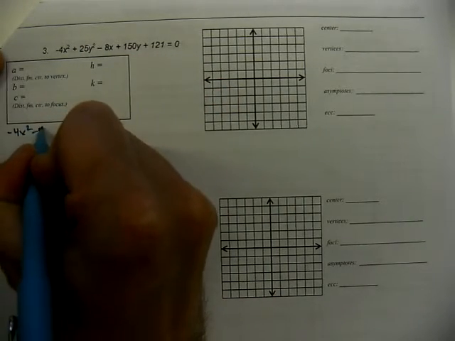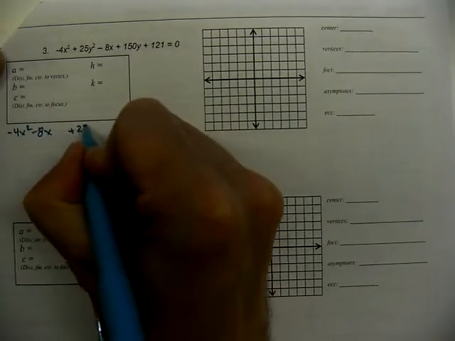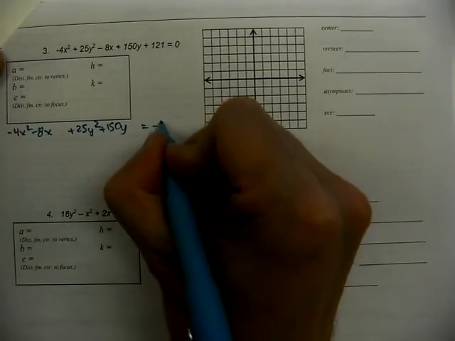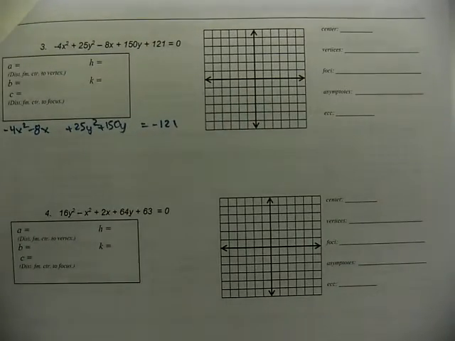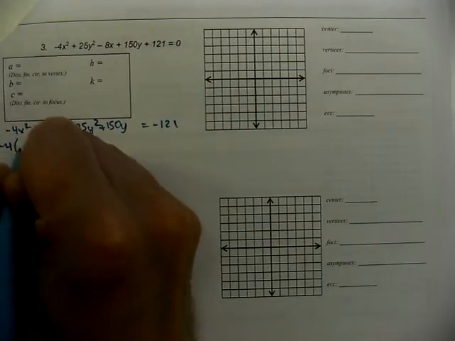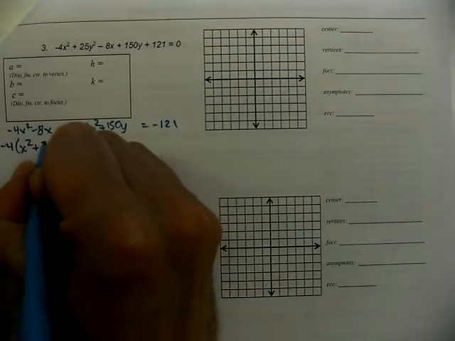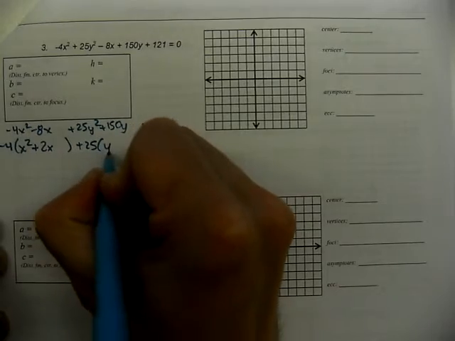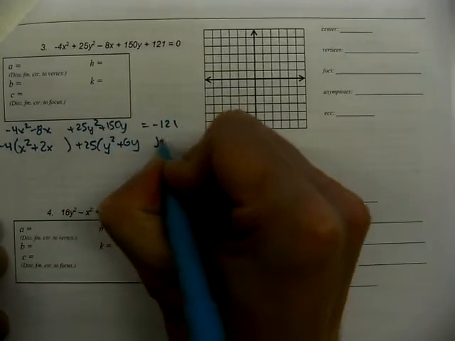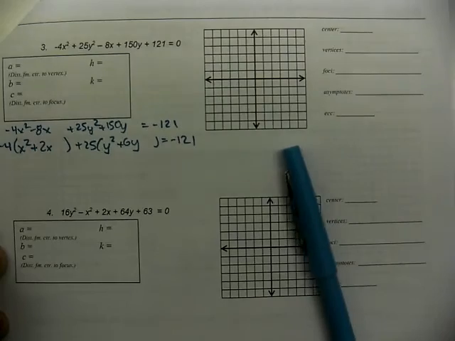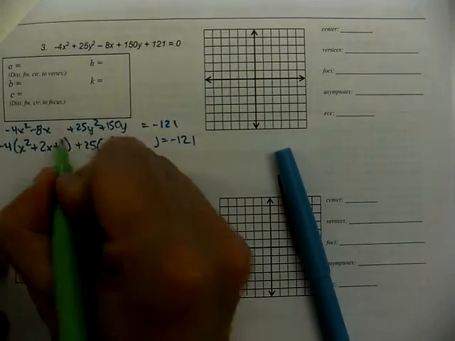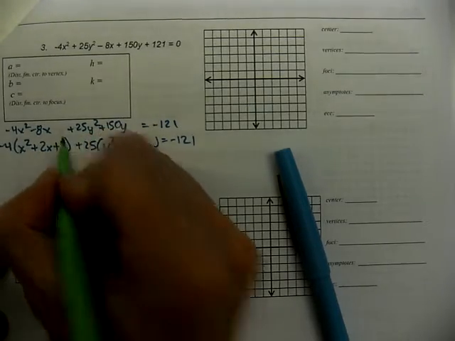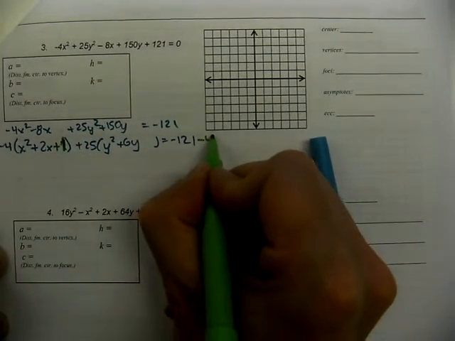Negative 4x squared minus 8x is in front, plus 25y squared plus 150y follows, and a negative 121 on the right-hand side. Factoring out a negative 4, the signs change. Factoring out a 25, we have y squared plus 6y. We want to add 1: 2 over 2 is 1, 1 squared, yeah, 1. But negative 4 times 1 is a negative 4.